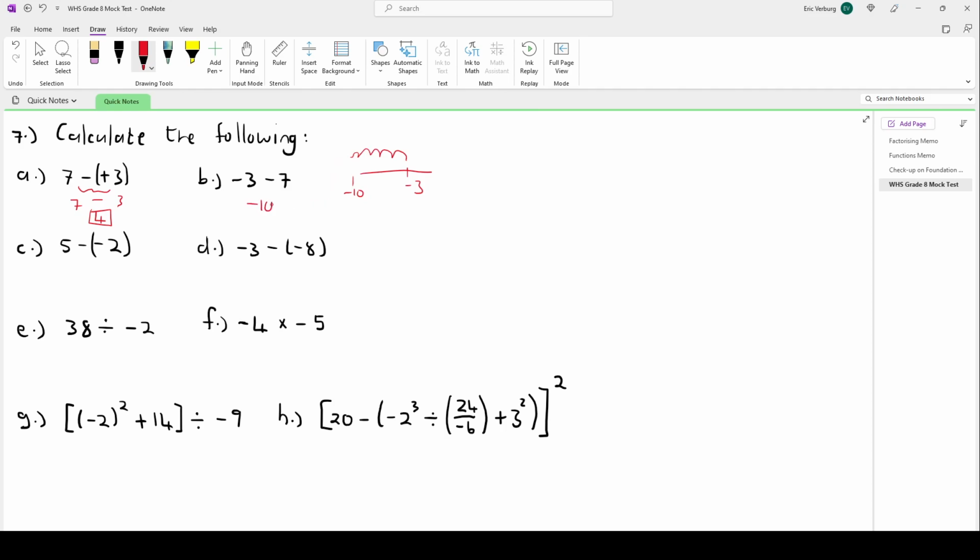So that's negative 10. 5 minus negative 2. So a minus and a minus make a plus. That gives us then 5 plus 2, which is 7.